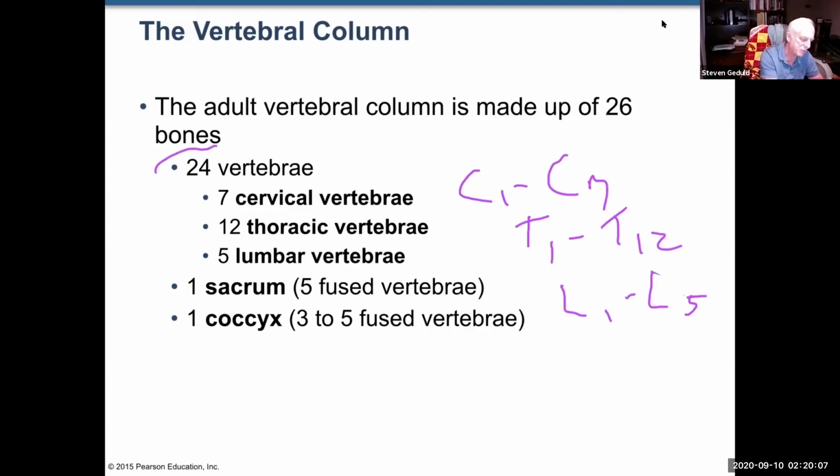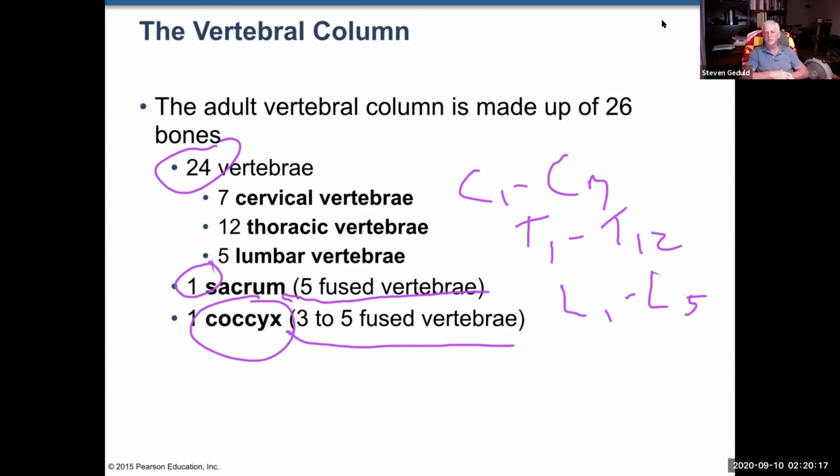That makes it 24. And then there's 5 of them that are fused to make 1 sacrum. And then we have 3 to 5 that fuse to make up the coccyx, which is your tailbone. So C1 to C7, T1 to T12, L1 to L5, then your sacrum, then your coccyx. That's 26 bones that make up your vertebral column.